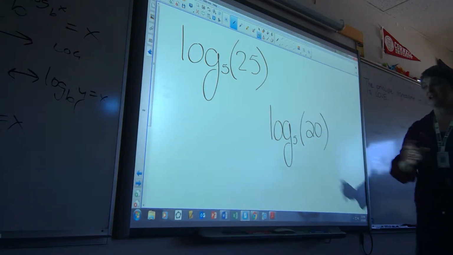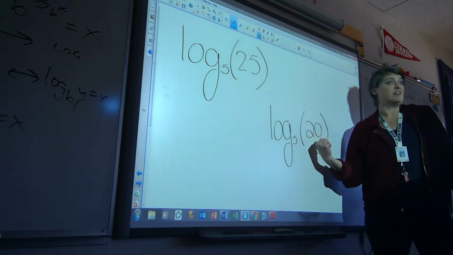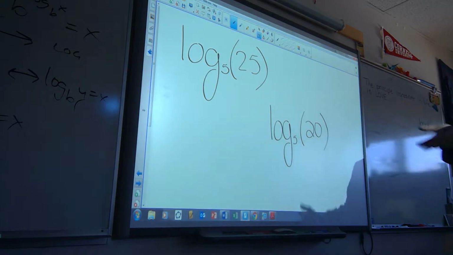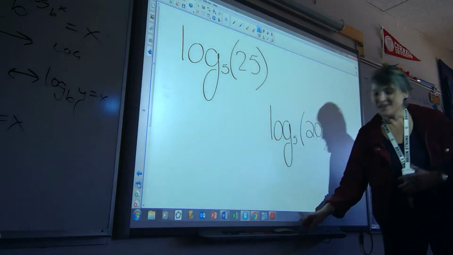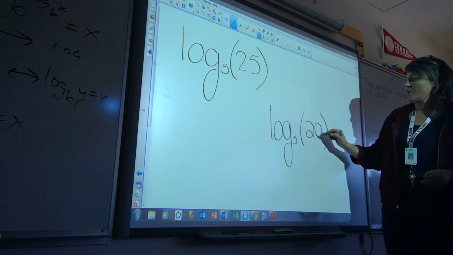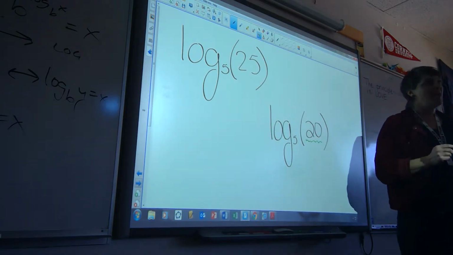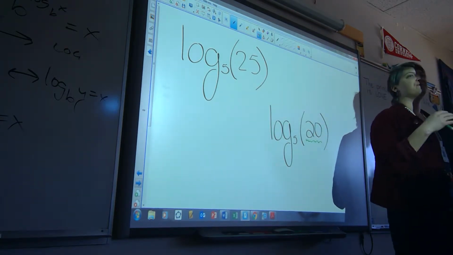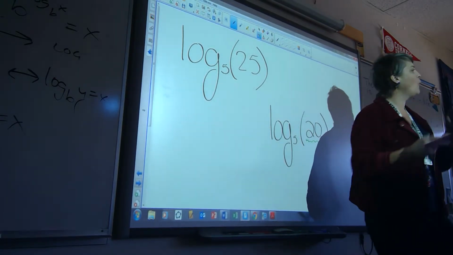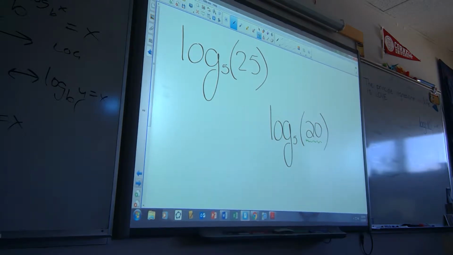Can I take a 5, give it an exponent, and turn it into a 20? I mean, in theory, yes, it's possible, but is it a nice, even whole number? No, it's definitely not. So this is where these expanding and condensing properties come in. So I want you to imagine taking this 20 and breaking it up into other factors, other numbers, like 2 and 10, or 4 and 5.